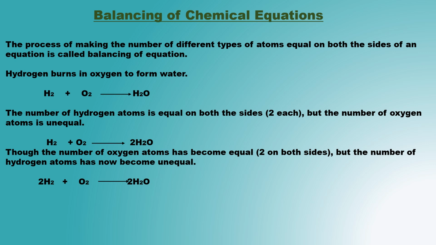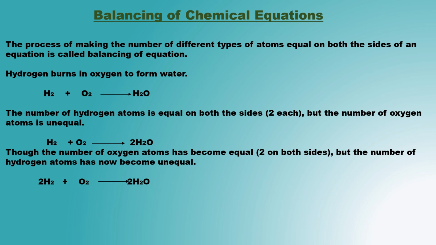Though the number of oxygen atoms has become equal, 2 on both sides, the number of hydrogen atoms has now become unequal. There are 2 hydrogen atoms on the left side but 4 hydrogen atoms on the right side. To have 4 hydrogen atoms on the left side, we multiply H2 by 2 and write 2H2, so that 2H2 plus O2 give rise to 2H2O.